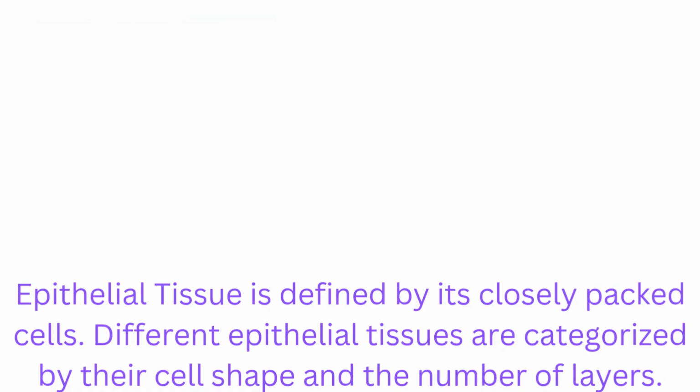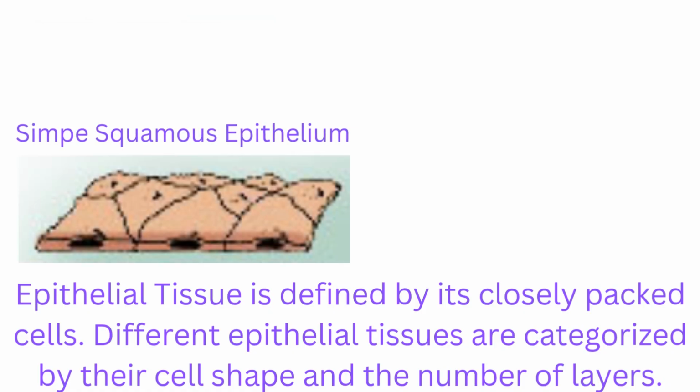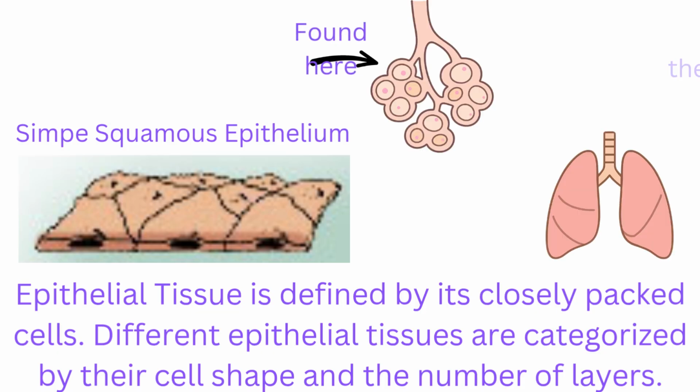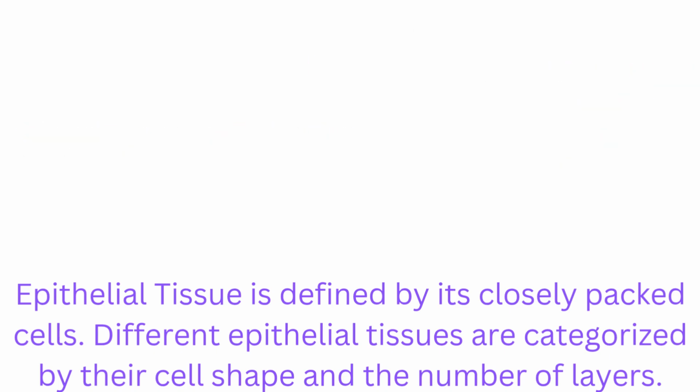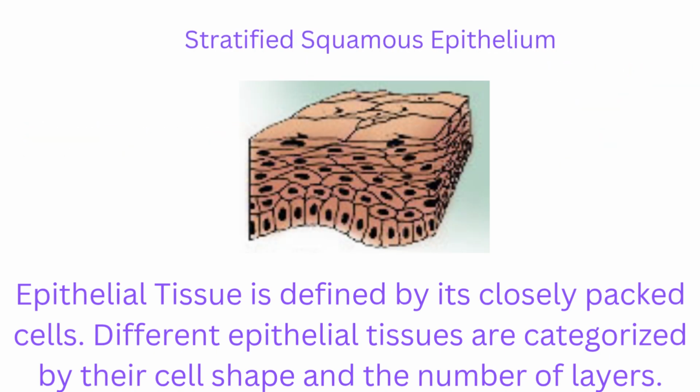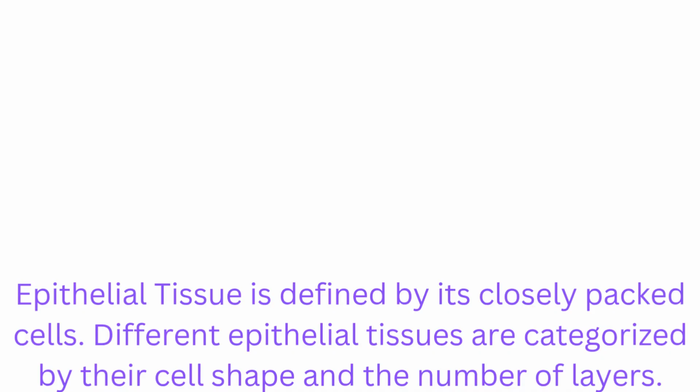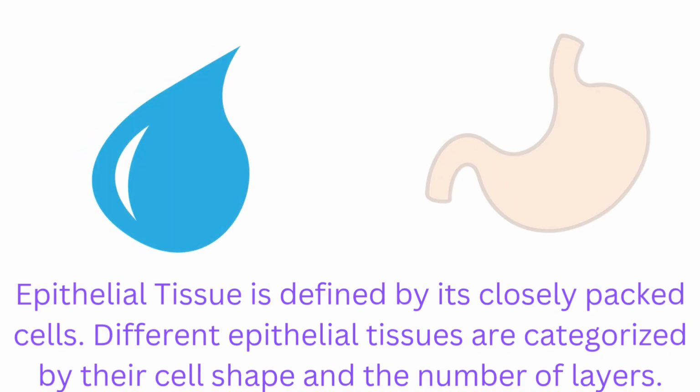One example of epithelial tissue is simple squamous epithelium, just one layer of flat cells which allows gases to pass easily through the lungs. In contrast, stratified squamous epithelium of the skin consists of many layers, providing durability against friction and wear. Epithelial tissues also form glands that release substances essential to life, from sweat and saliva to hormones and digestive enzymes.